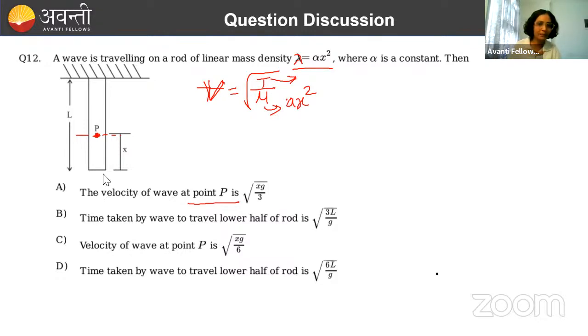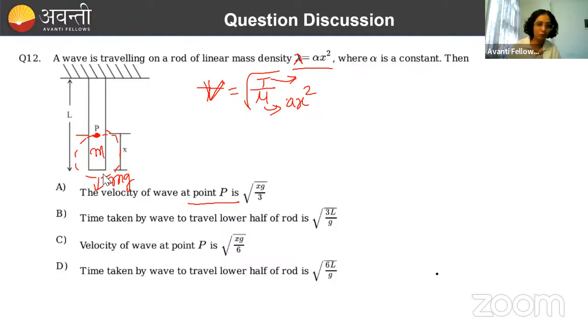अब आप यहाँ पे ध्यान से देखो, mu we already know, tension निकालना है. So how much tension will be there at point P? For that we need to see कि what mass is hanging from the point P. Whatever mass is there in the length x. And if m mass is hanging, then tension will be equal to mg. So we need to calculate how much mass is hanging.